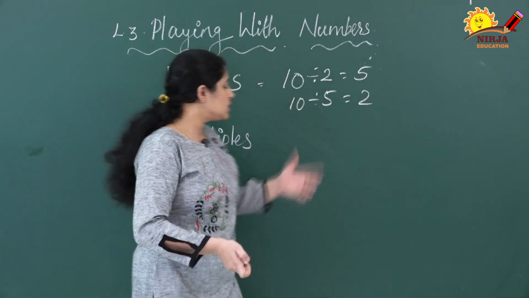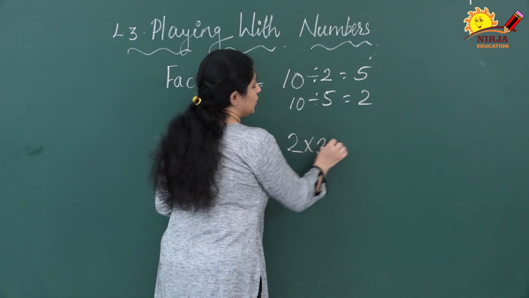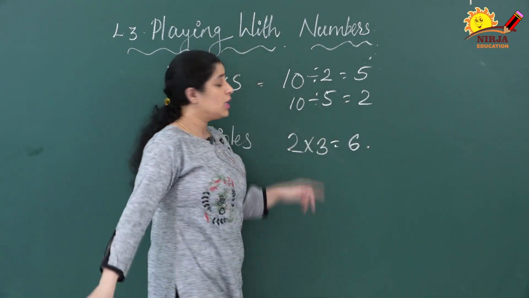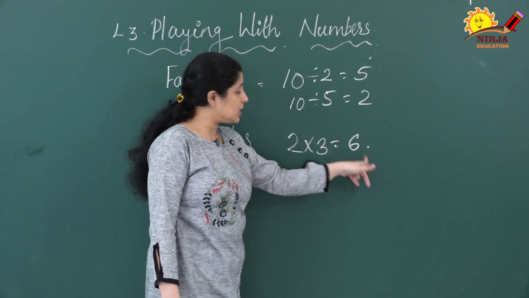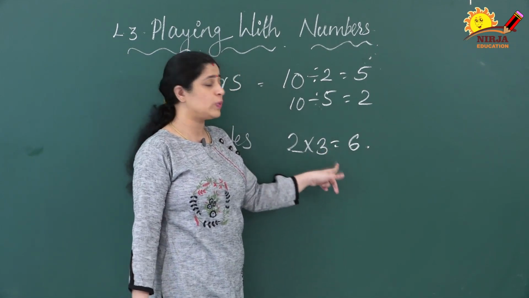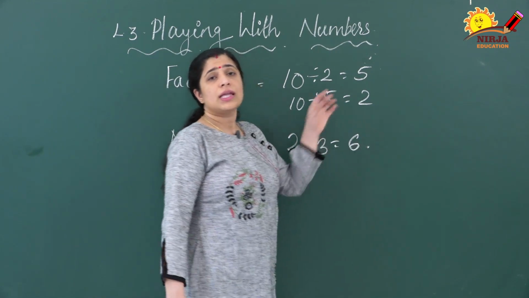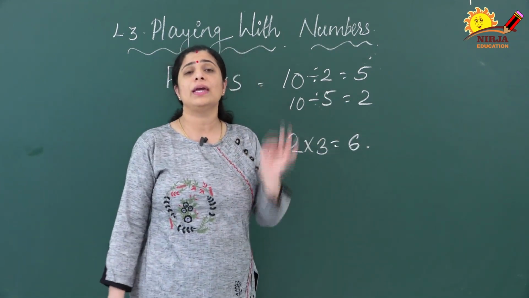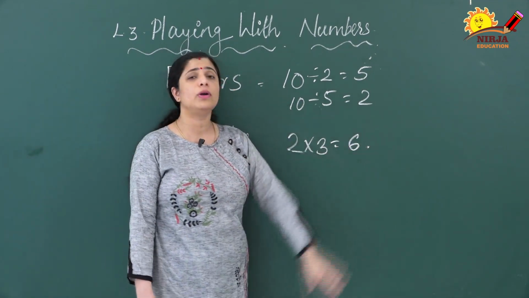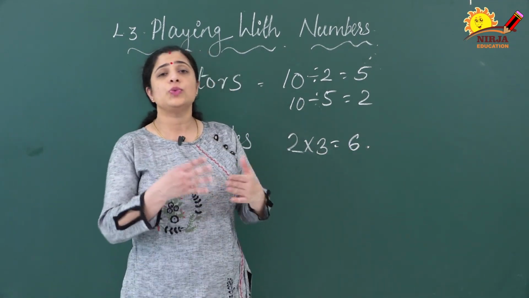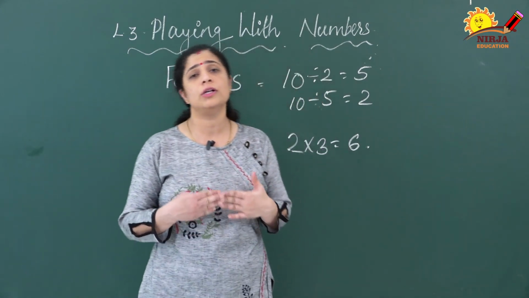Suppose I am taking 2. I am multiplying 2 by 3. What are you getting? 6. So 6 is a multiple of 2. We can tell that 6 is a multiple of 3 also, because when you multiply 3 by 2, you are getting 6. That means when you multiply a number by another natural number, you get a multiple of that number. Next, we are going to discuss some of the properties of these factors and multiples.